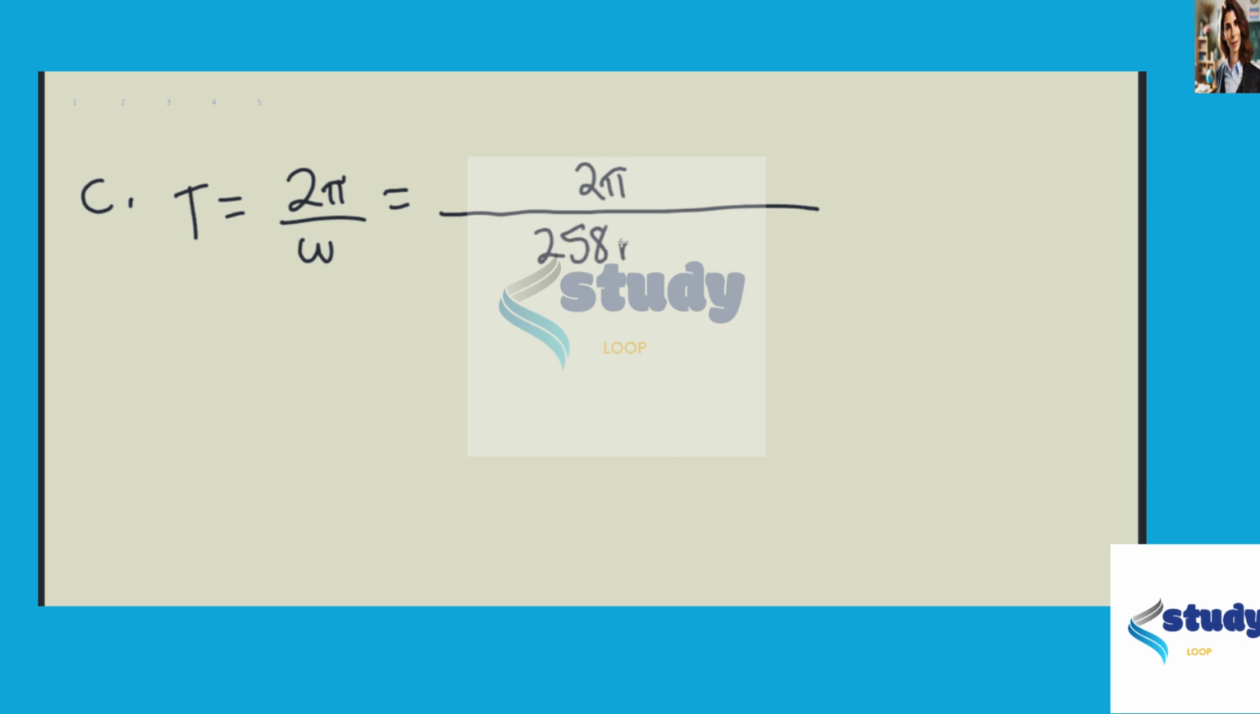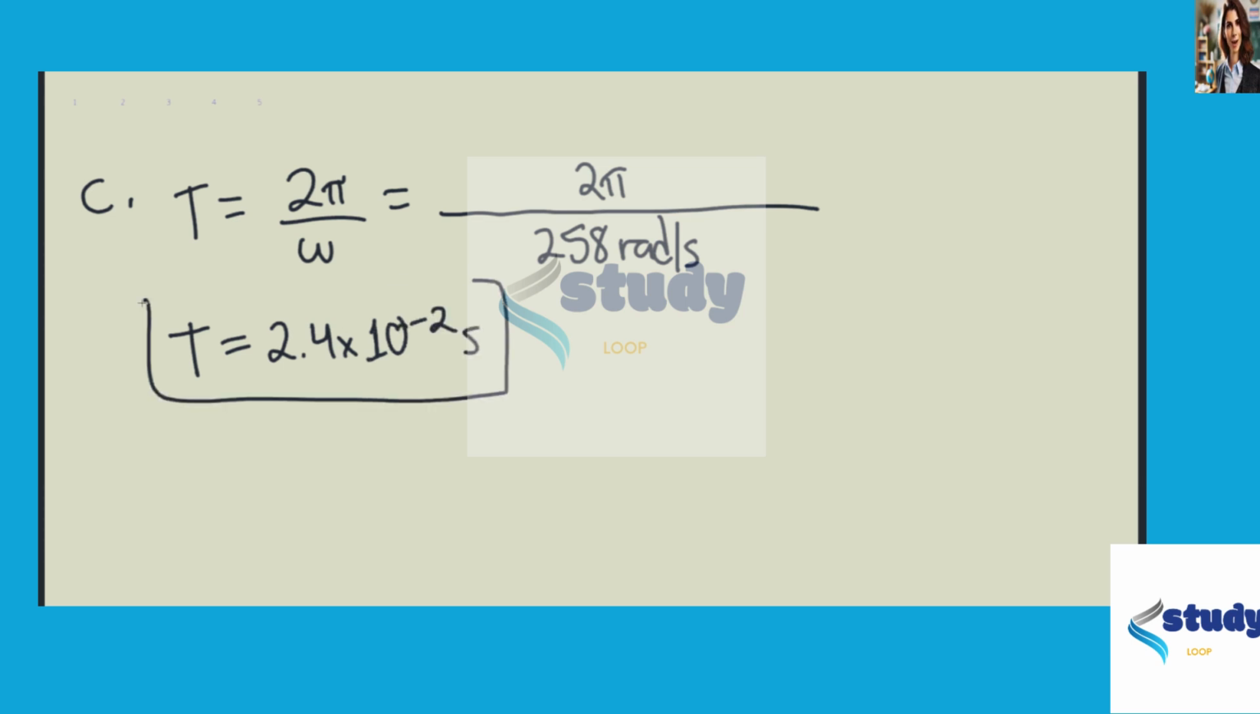And then continuing on, we want to find the period. So we can say that T at that time would be equal to 2 pi over omega, or we can say 2 pi divided by 258 radians per second. And so the period at that time when the pulsar was born was 2.4 times 10 to the negative second seconds. This would be our second answer for part C. That is the end of the solution.